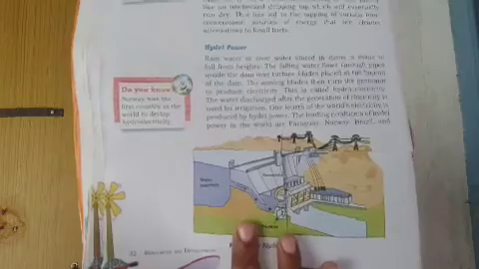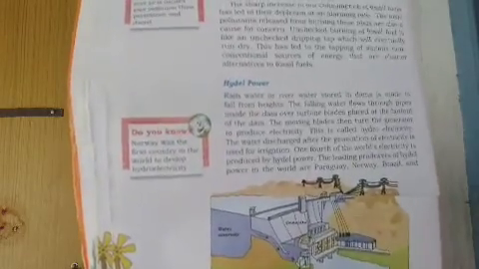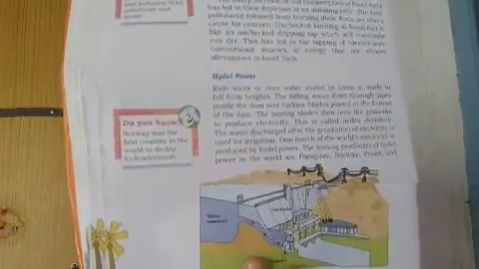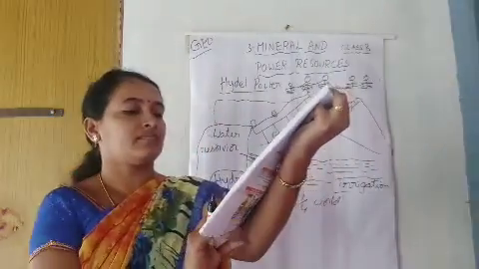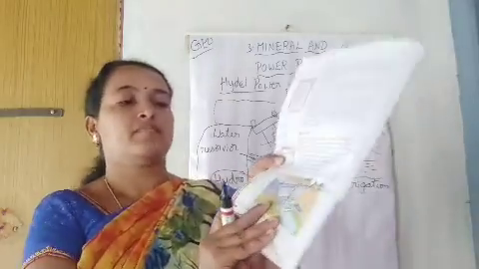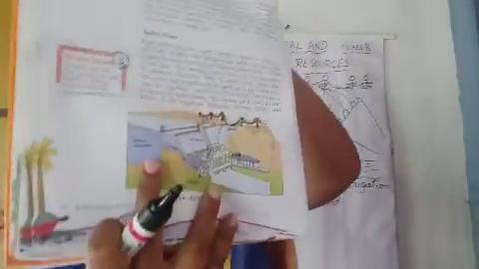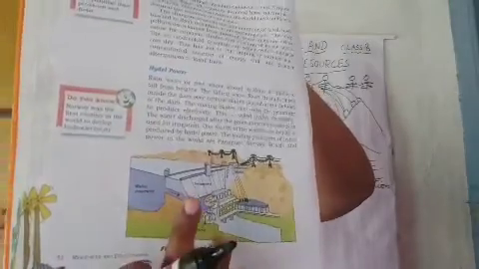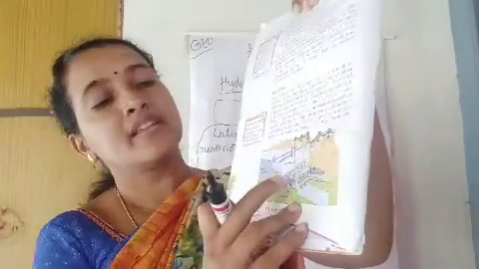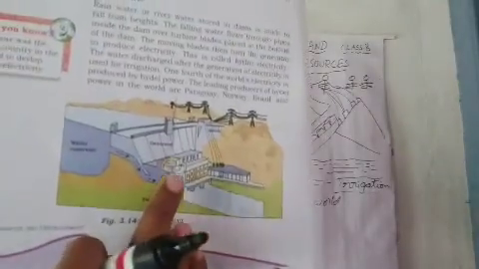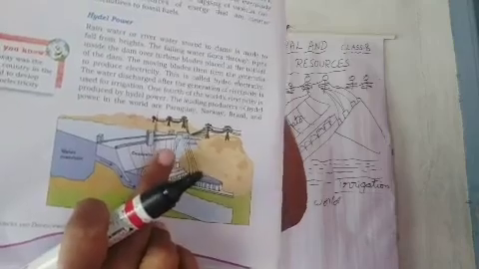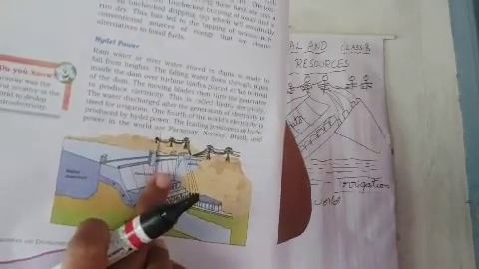Suppose I have drawn this, children, don't make fun of it. This is the hydel power station model picture that they have given in the textbook to you. See, this is the water reservoir. From the water reservoir, the water goes to the turbines and these turbines will move. The turbines will move the generator and the generator will produce electricity. This is the way of forming hydroelectricity.